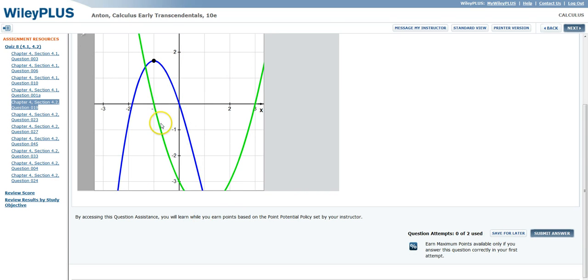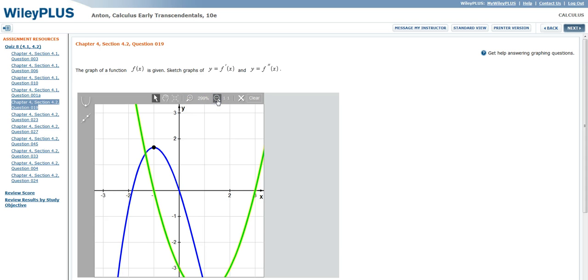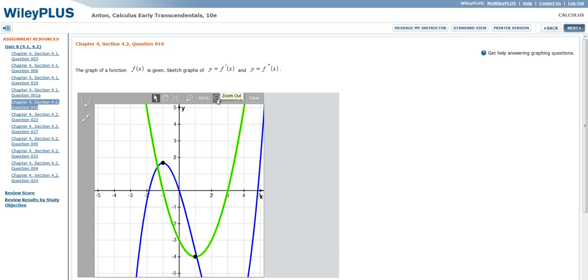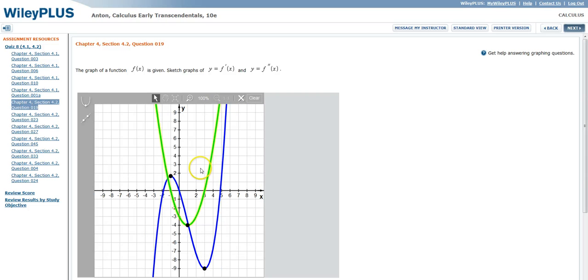So if I move that, I see that it's going through that point and that point. So if I zoom back out, you can also see this is concave up here and it's concave down here, and it switches at x equals 1. So you can also line that x equals 1 point up.